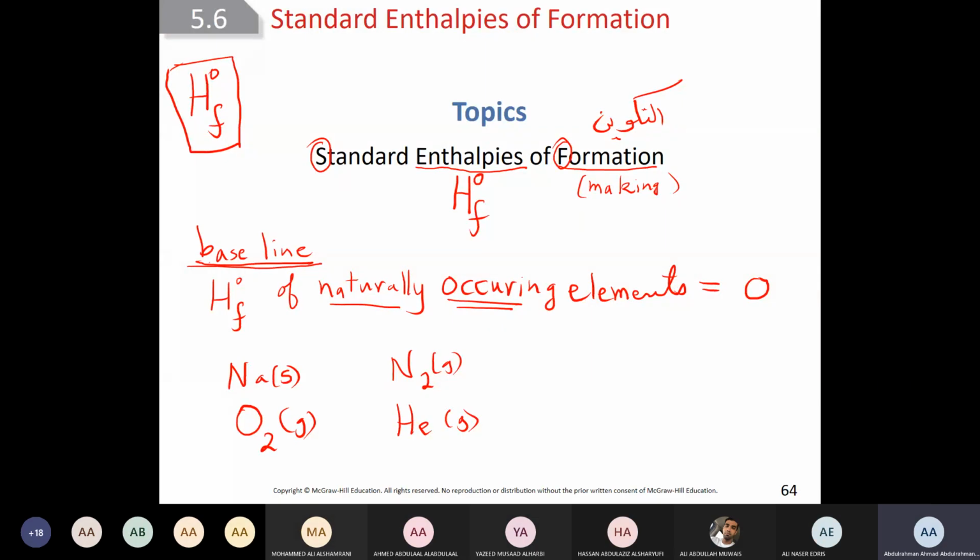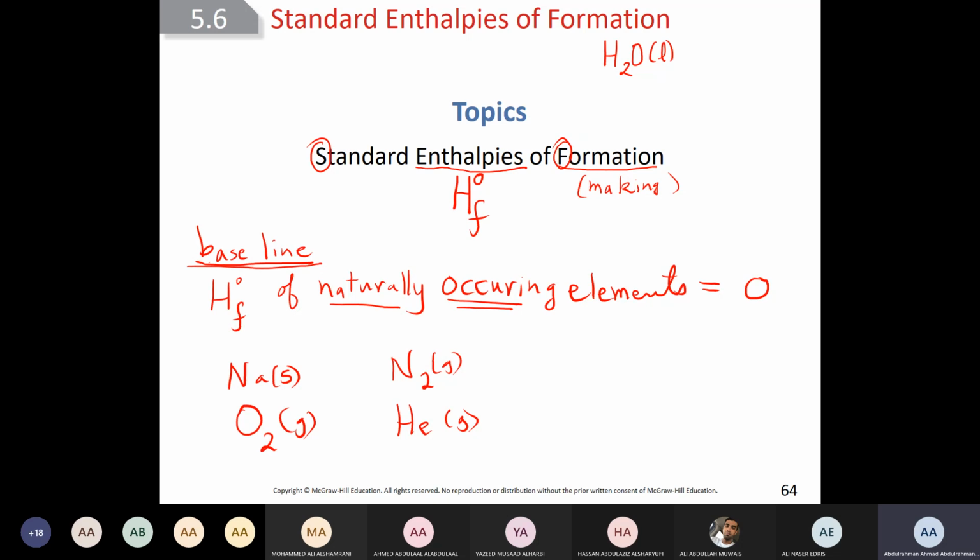Now, based on this, there is another thing. Now, I'll take this away. I hope it's clear by now. Based on this, the heat of formation of any element was calculated. What's the heat of formation of H2O liquid?